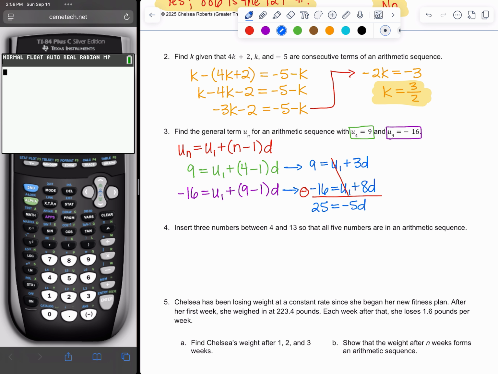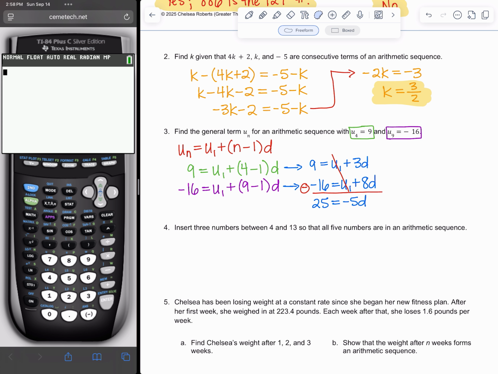And we know that if we were to divide both sides by negative 5, we would end up getting that negative 5 is equal to d. And because I know that negative 5 is equal to d, I can substitute it in for d either in the top or bottom equation. I'm going to do the top. So that means 9 is equal to u sub 1 plus 3 times negative 5, which means that we have 9 is equal to u sub 1 minus 15, and then we will have to add 15 to both sides, which will give us 24 is equal to u sub 1.